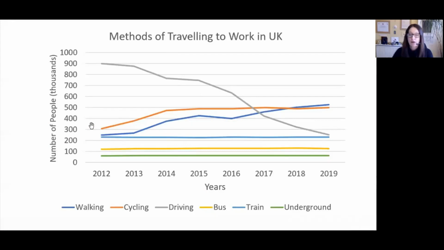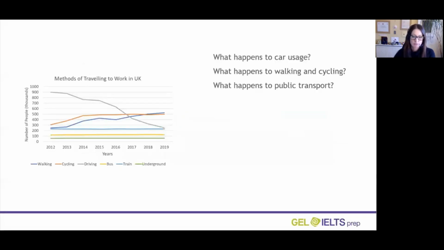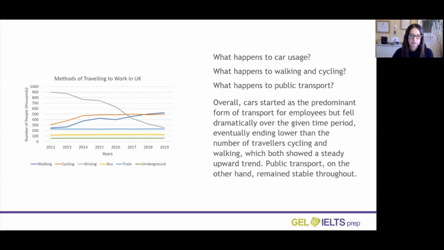So if we zoom in onto the graph again, we can see that the bus, the train and the underground all remained stable throughout. They started in the same place between 50 and 250, and really they continued exactly the same trend all the way through this period from 2012 to 2019. So it's something else that we can comment on as a main feature that really stands out when we write our overview.